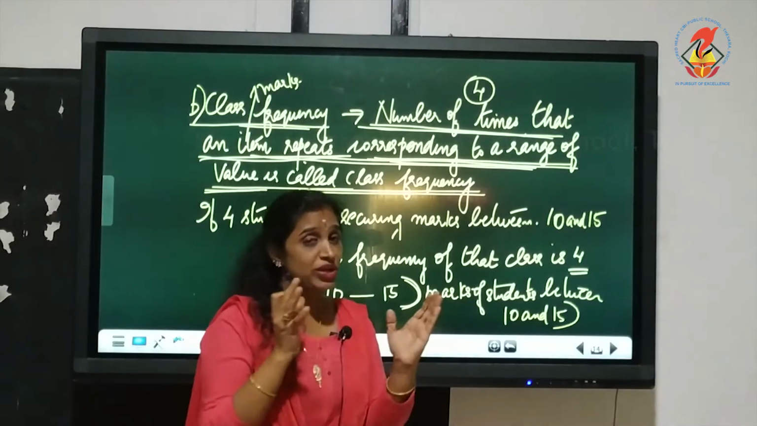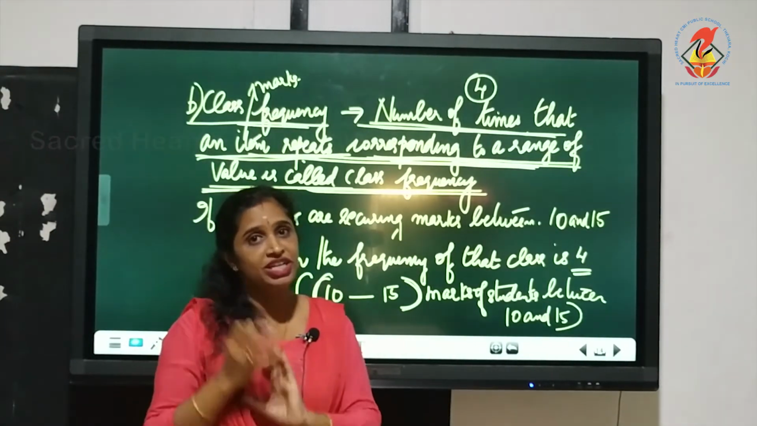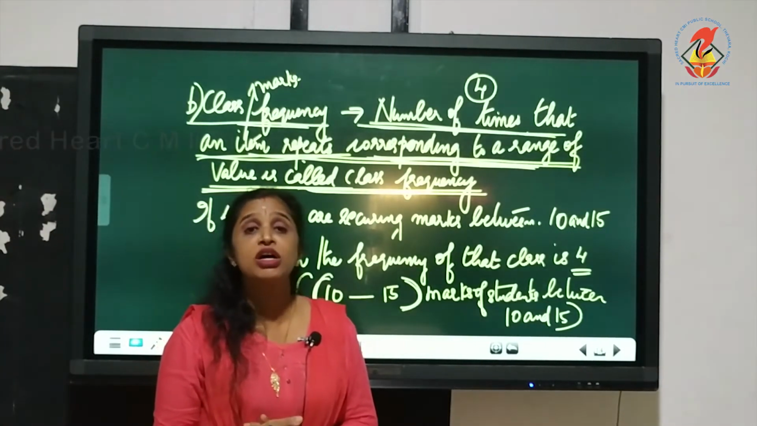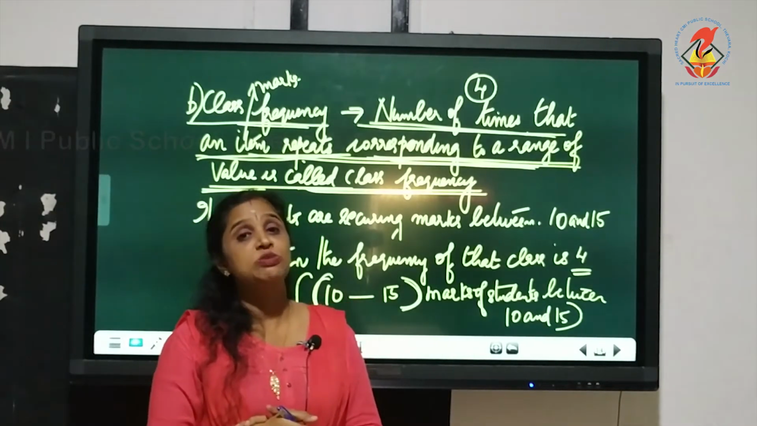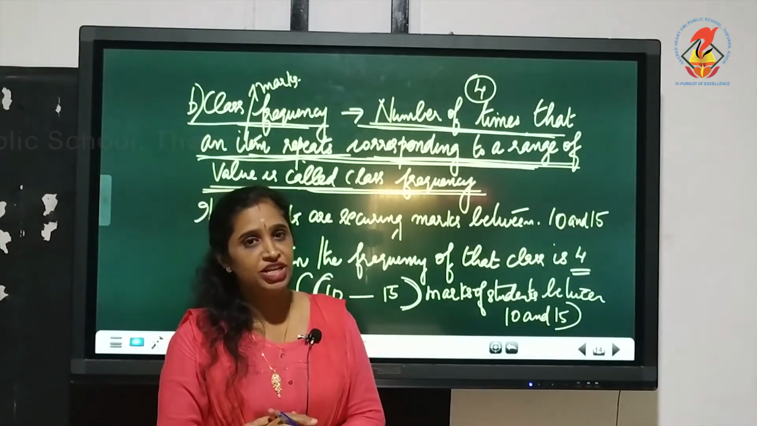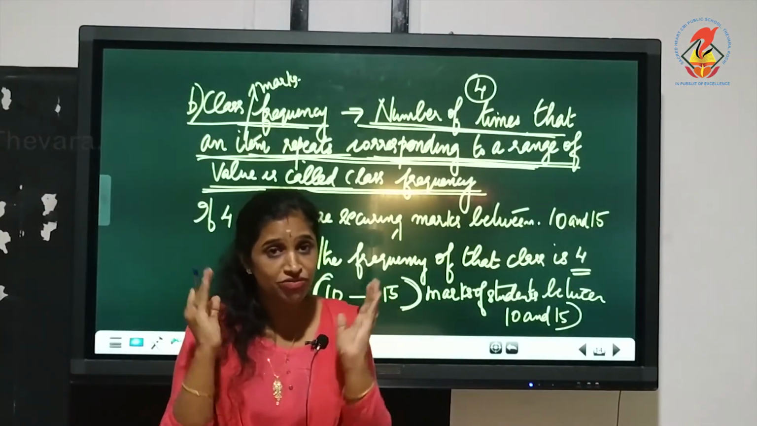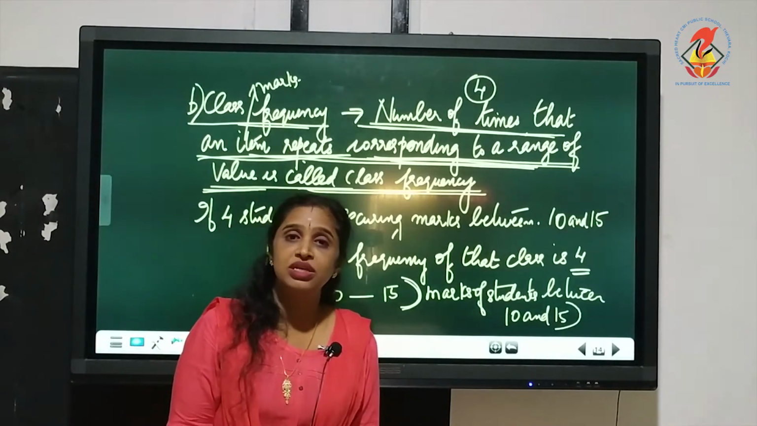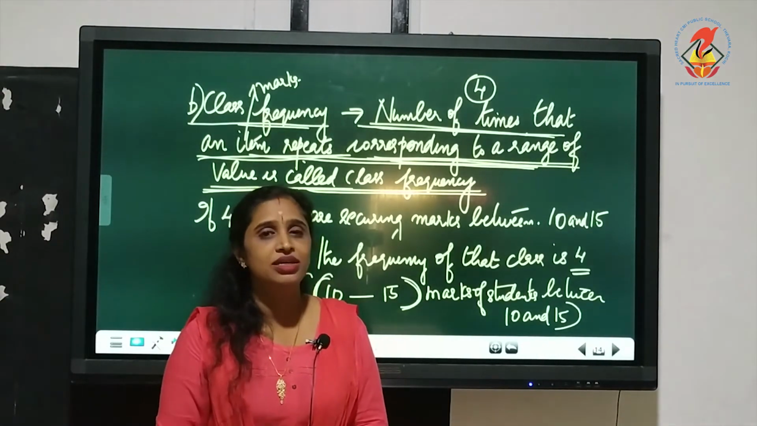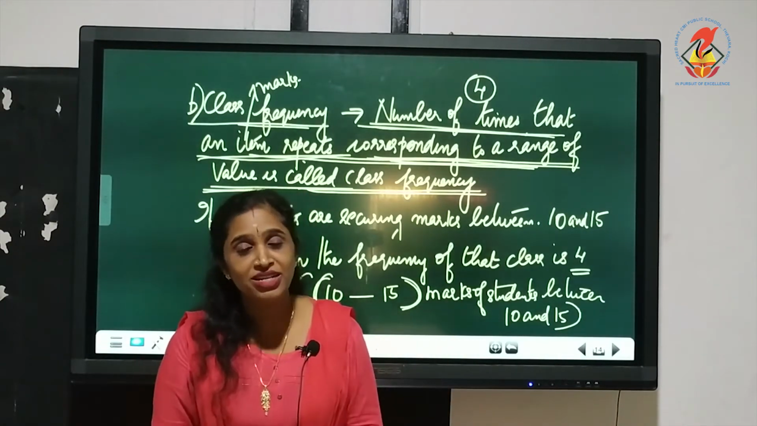So between 10 and 15, marks 10 to 15. How many students have secured marks between 10 and 15? 4 students have secured marks between 10 and 15. That range of values, 10 and 15, is known as the class. So what is the class frequency here? 4. Which is the class here? 10 to 15. Marks between 10 and 15.